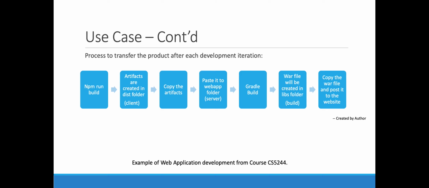Copy the artifacts from the dist folder and paste it to the web app folder present in the server folder. Then Gradle build. War file is created in the libs folder, which resides in the build folder. Copy the war file and post it to the server. To complete the following steps, it would take somewhere around 5 to 10 minutes. That is not a problem for a small project like this.